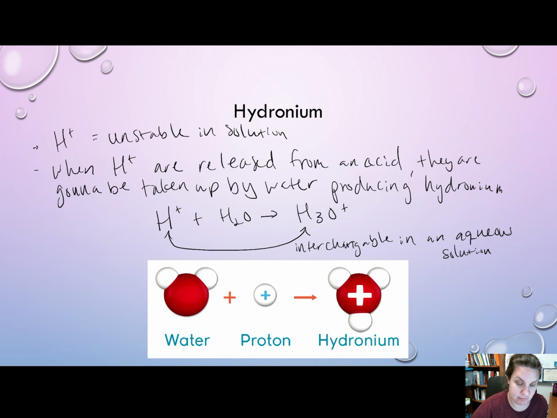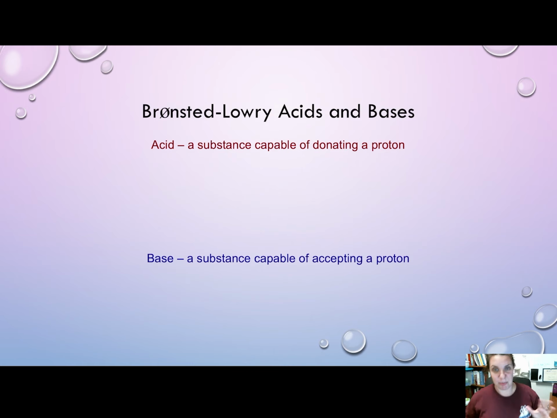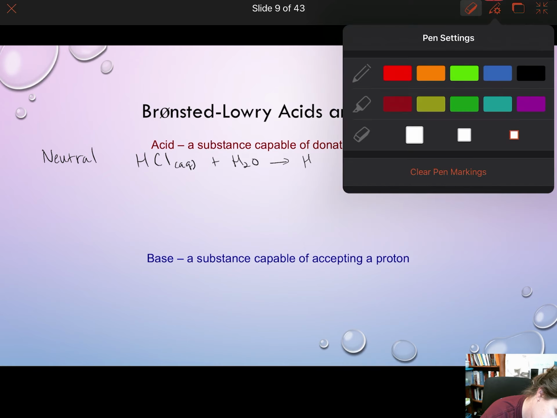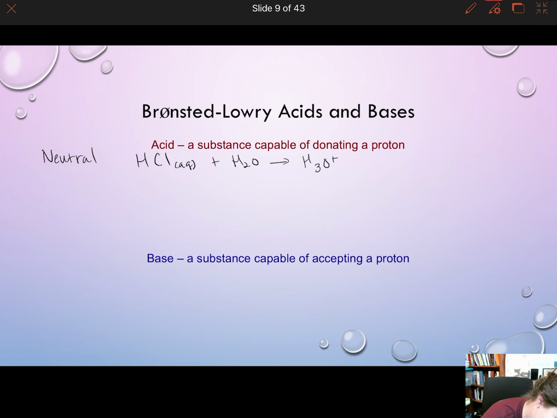Okay, so let's look a little bit more at our Bronsted-Lowry acids and bases. Let's look at some things that are considered acids. So acids can be neutral, so no charge, such as HCl. So HCl, we take that and we put it in water. It's going to donate that proton to water, and we're going to produce hydronium and chloride ions.